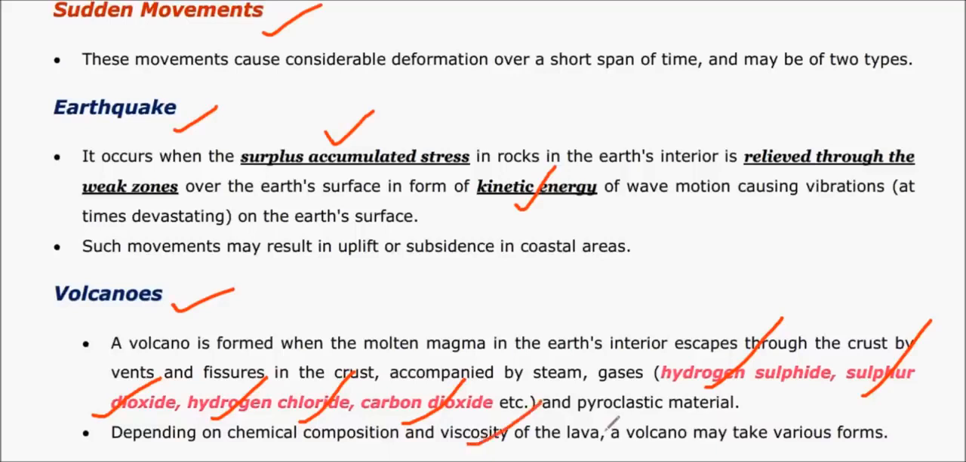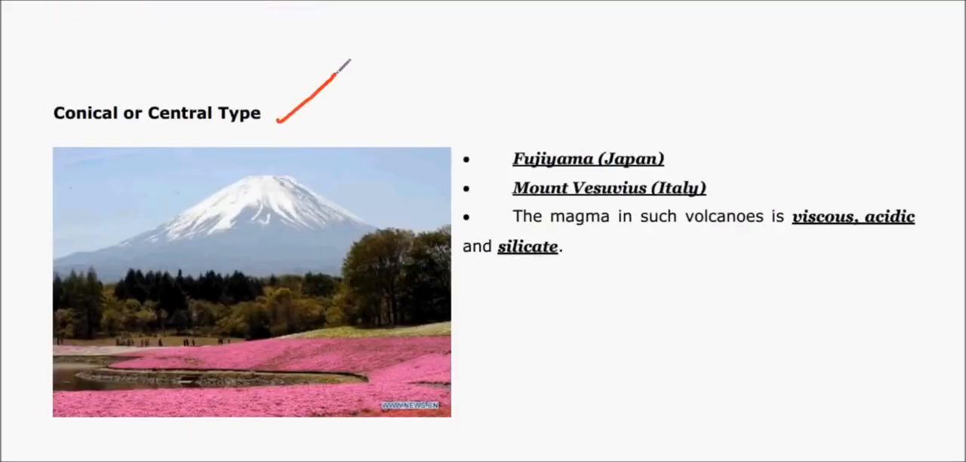that are liberated at the time of volcanoes. And depending on the viscosity of the lava, volcanoes are characterized into different types. The first one is conical or central type. The best example is Fujiyama in Japan and Mount Vesuvius in Italy.